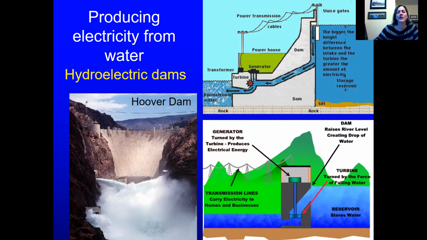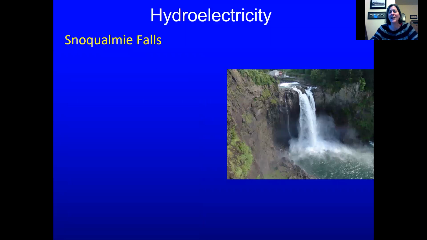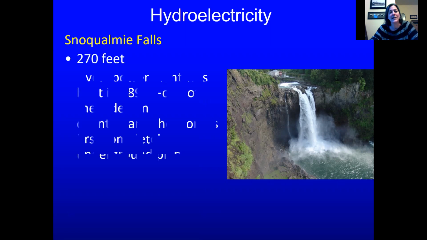So there are a few different ways to have hydropower. One is to build a dam to hold the water back and create that height difference. There's a second way that we have right in our state, and that is to use a natural waterfall to make your hydroelectric power. And we have that right here. You can just drive half an hour out of town and go to Snoqualmie Falls. And what's really cool, it's 270 feet tall.